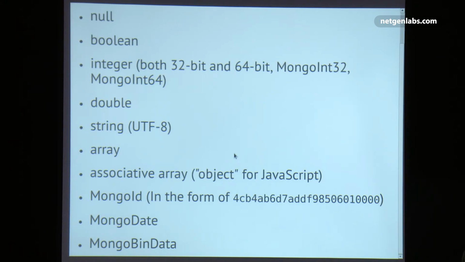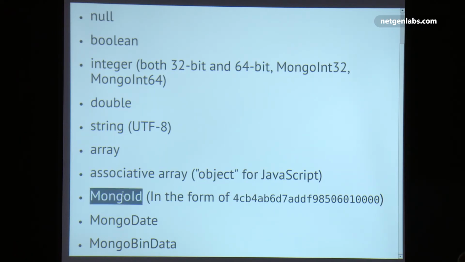And strings in MongoDB have to be UTF-8. You cannot use Latin 1 or ISO 8859-1 or any local encoding. It has to be UTF-8. Which is sometimes a bit annoying, but it also makes things a lot easier, because you know for certain it has to be UTF-8. If you insert data that isn't UTF-8, the server will refuse this data to be inserted. Then of course we have arrays, and associative arrays, or JavaScript objects.